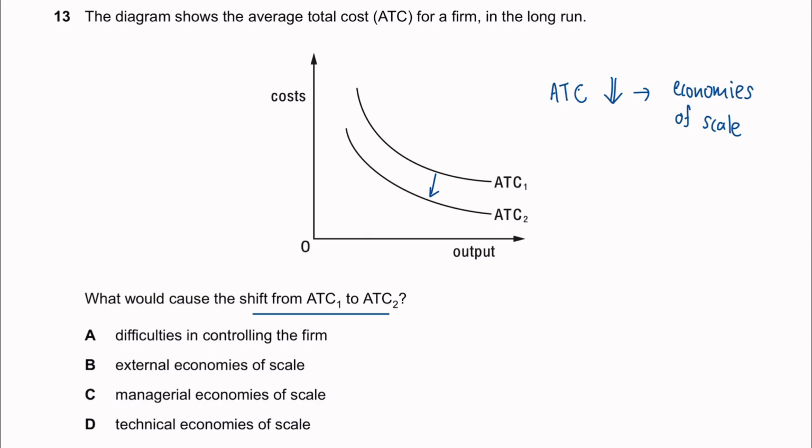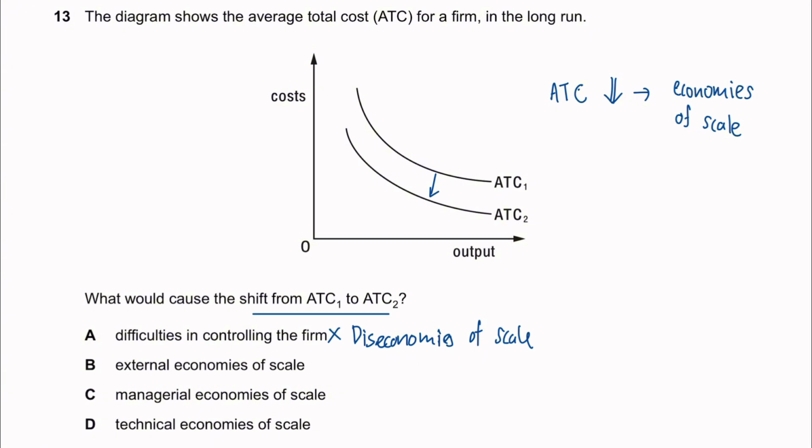Difficulties in controlling the firm. No, because this one is the opposite of economies of scale, where it means that when a firm increases in size, its average total cost will increase. Okay, so this is not the answer.